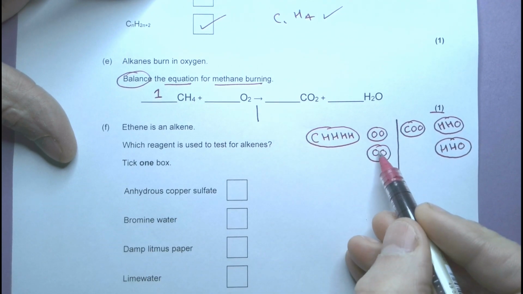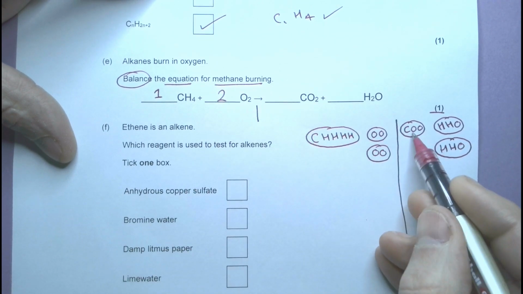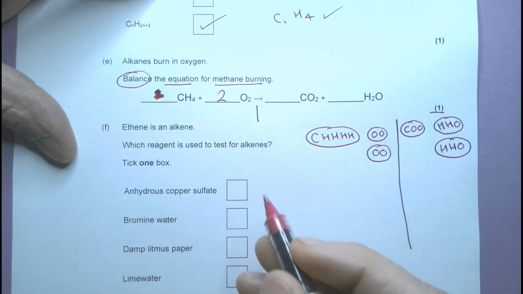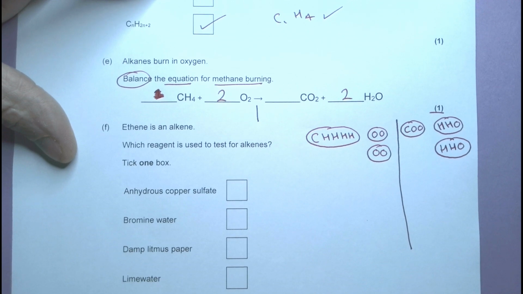I've got 2 oxygens here, so 2 molecules, and I've got 1 of those. We don't tend to write the 1, so I'm just going to leave it. 2 there, and over here I've got 2 of these. Okay, and that's it.